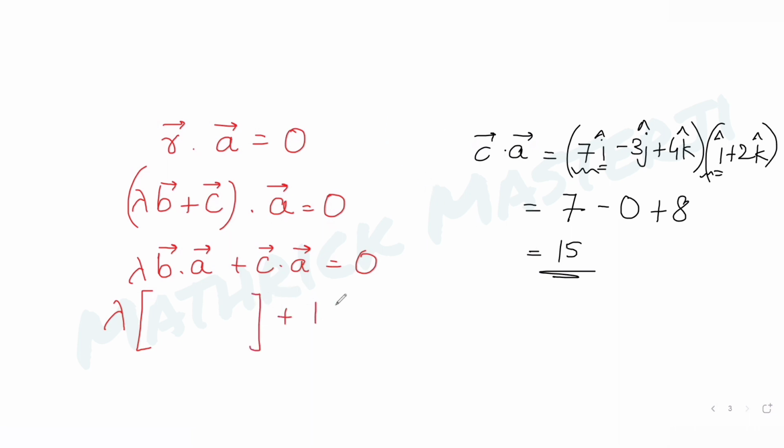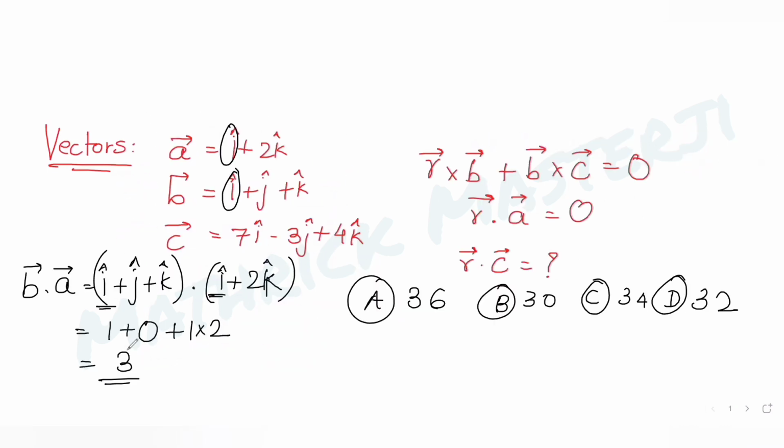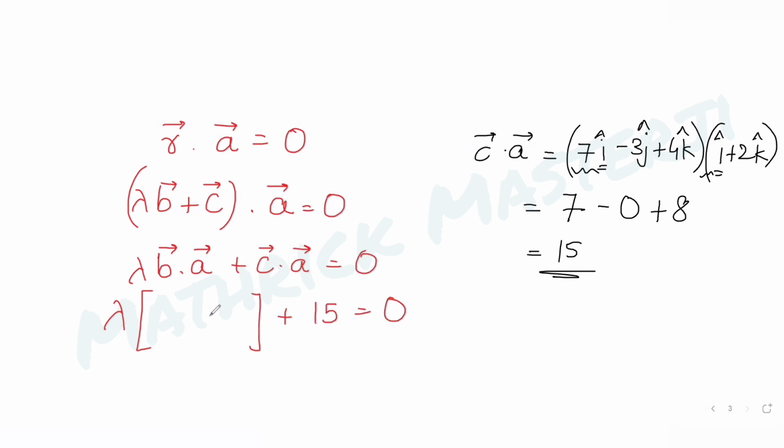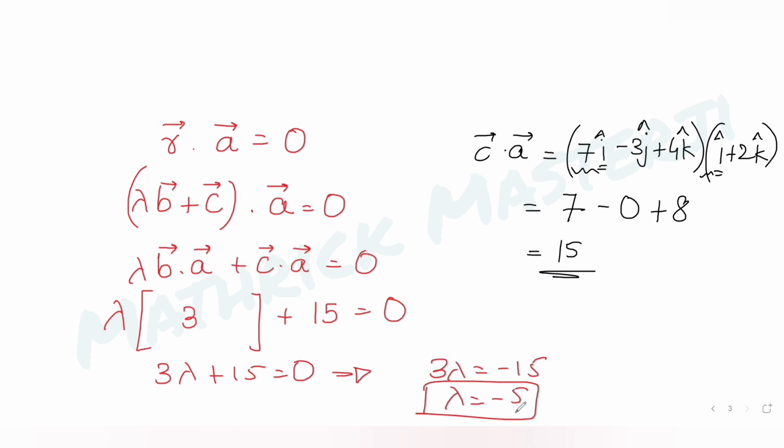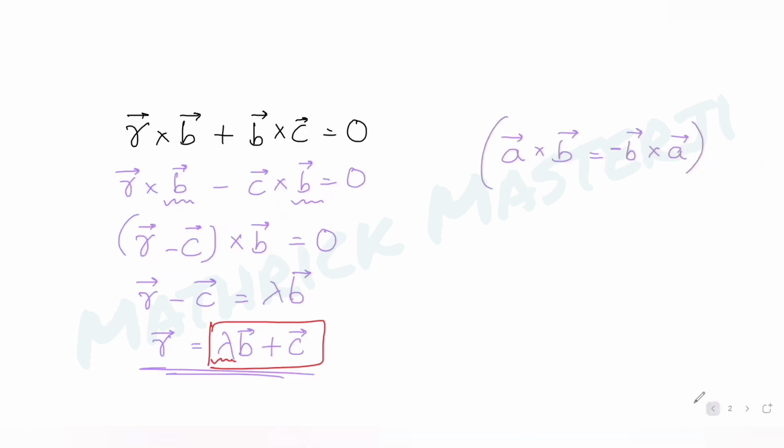So that is 15 is equal to 0. And for b and a, we already got the dot product as 3. So you have that as 3. So you get 3 lambda plus 15 is equal to 0. Further, if I solve it, I get 3 lambda is -15 and lambda is -5. So I get the answer for the value of lambda, that is -5.